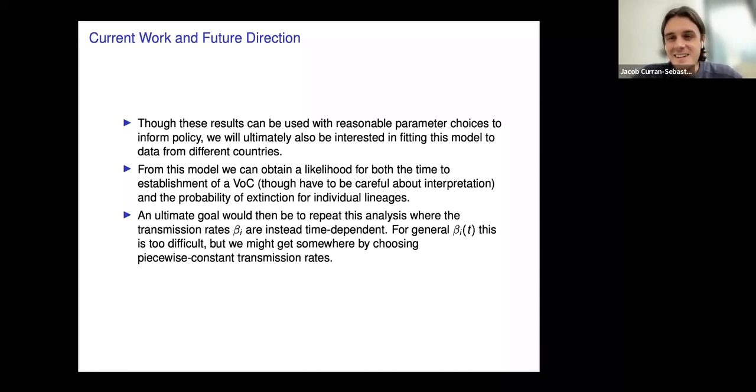This is something I was trying to do at the start of my PhD in a slightly different context, but didn't get anywhere with. So I think it's just hard. But that would be an ultimate goal. So we might look at doing that again.